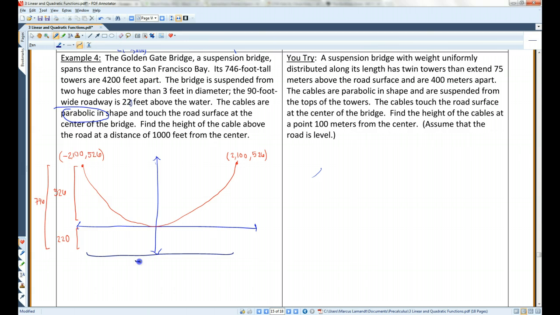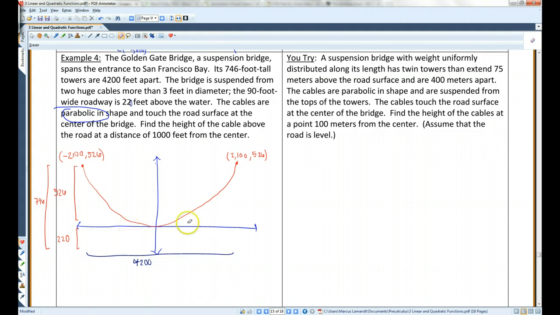So this is 4,200 feet apart. Okay, the 90-foot wide roadway is 220 feet above the water. So if this is the water, this would be the bridge, 220 feet above it. The towers are 746 feet tall. So in order for this whole thing to be 746, if this is 220, this has to be 526 because 220 plus 526 is 746. So this is the graph that I'm going to use.